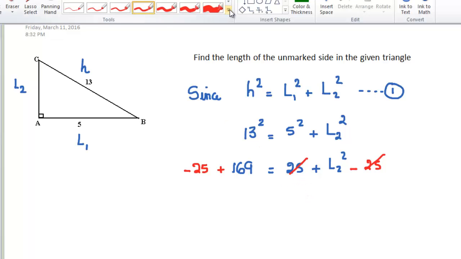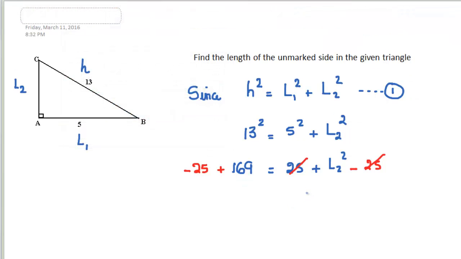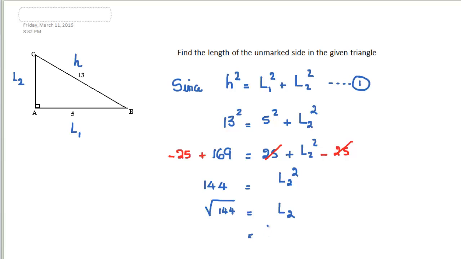So now I can go back to the blue and say leg 2 square equals 169 minus 25. So let's do it. 9 minus 5 equals 4, 6 minus 2 equals 4, and the 100. So 144, which means if I need leg 2 only, I have to take the square root of 144. So leg 2 equals 12. That means the missing side equals 12 units, or 12 centimeters, or even 12 meters. It depends on the problem. This is how I can find a missing length.